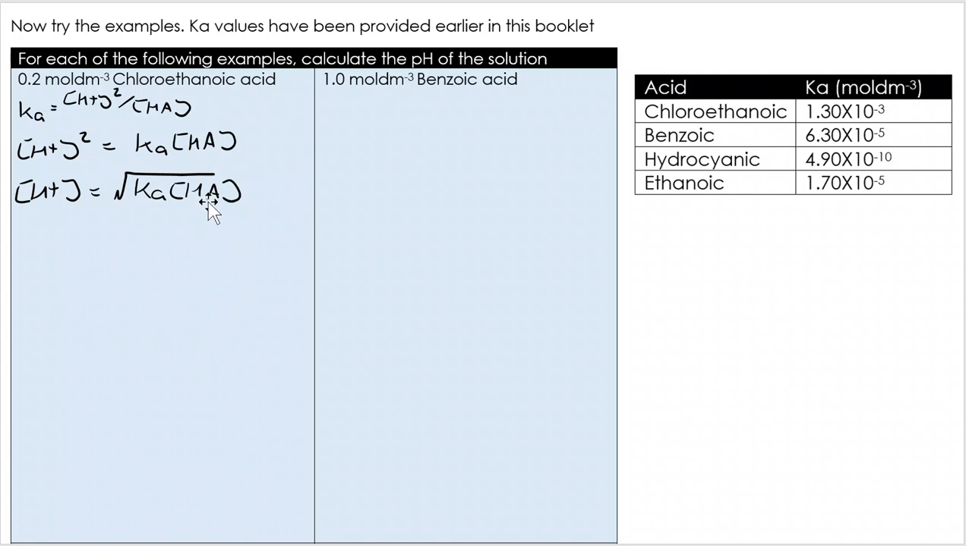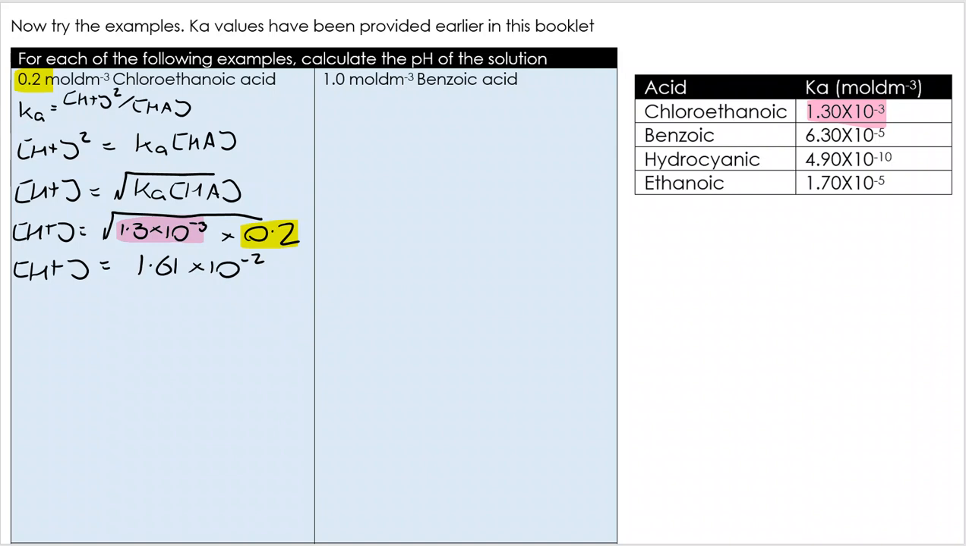Remember, this is the concentration of the acid. So what I can start to do now is substitute figures in. I've got my Ka value provided, 1.3 by 10 to the minus 3, and multiplying by my concentration of chloroethanoic acid. That means we get an H+ concentration of 1.61 by 10 to the minus 2 moles per decimeter cubed. Once I've got H+ concentration, I can find pH by substituting into the expression for pH. And in this case, we get a pH of 1.79. So have a go at the next one if you haven't already.